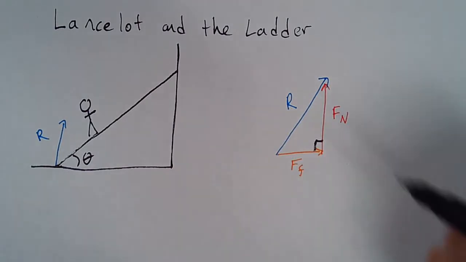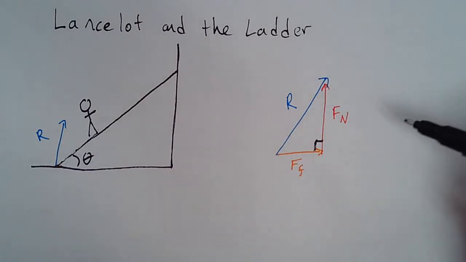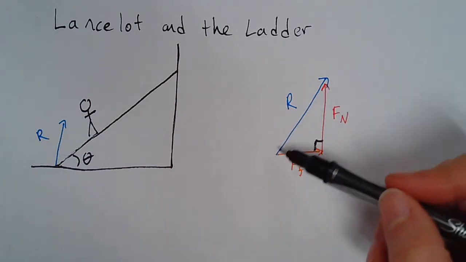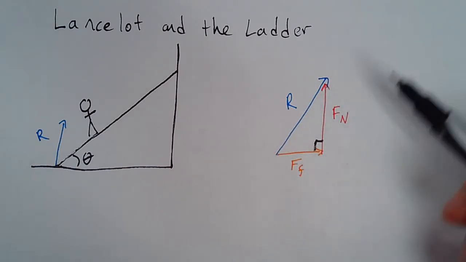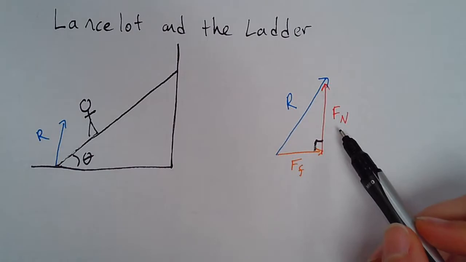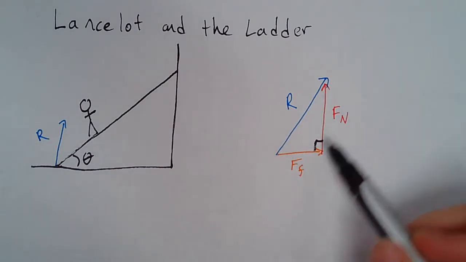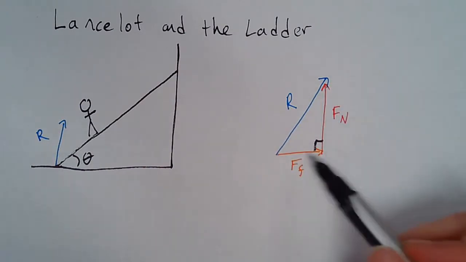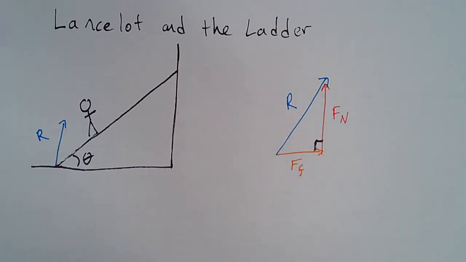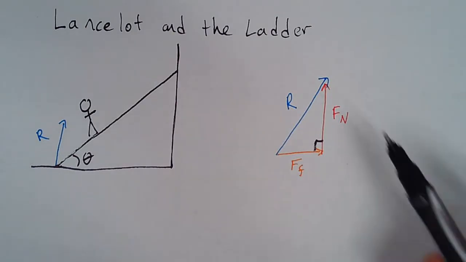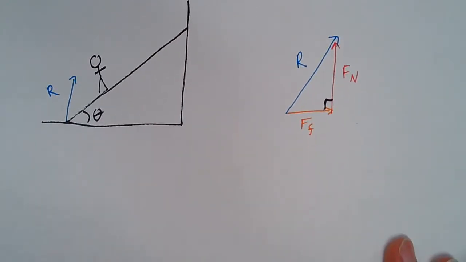This problem kind of asked it backwards, and they said find this R value first. I think it's easier to start with finding the normal force first, then let's find the friction force. And once we know these two sides, we can use the Pythagorean theorem in order to find what this R value is. Okay, so let's do the normal force first.